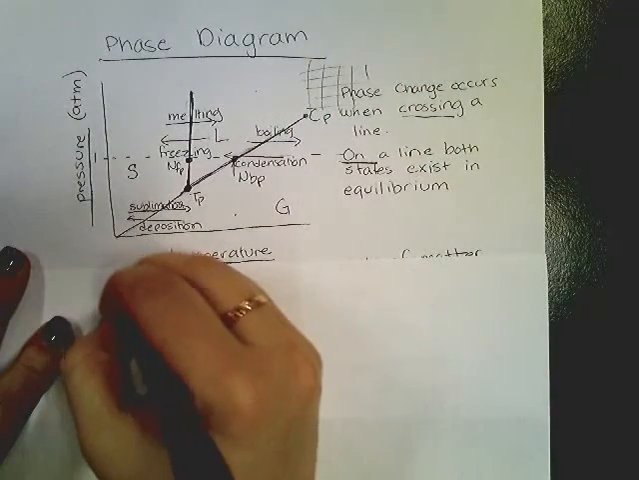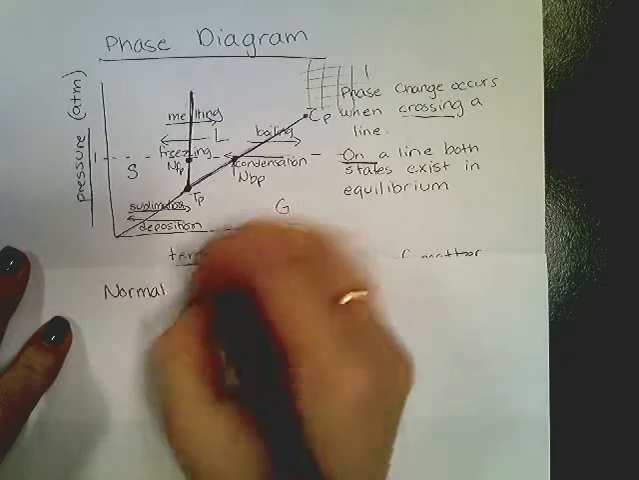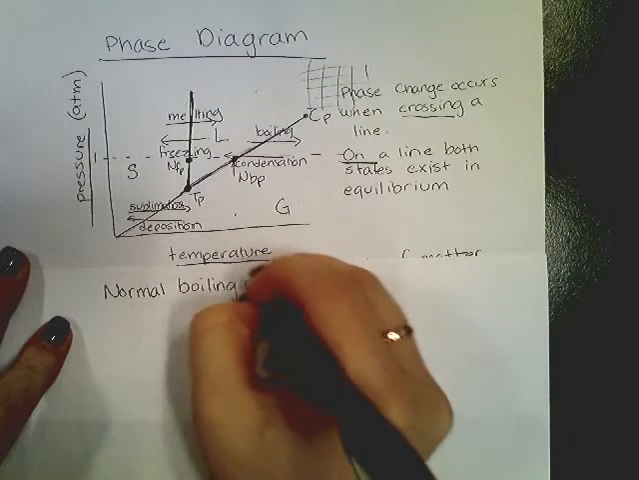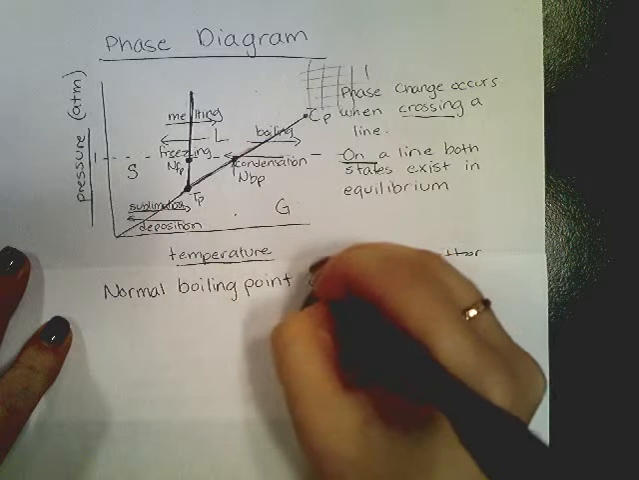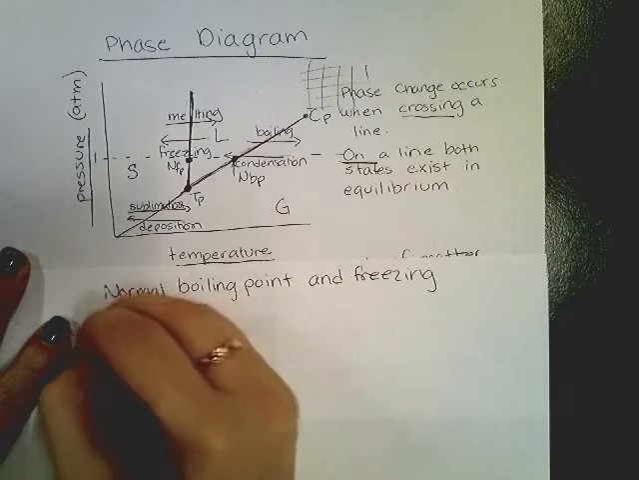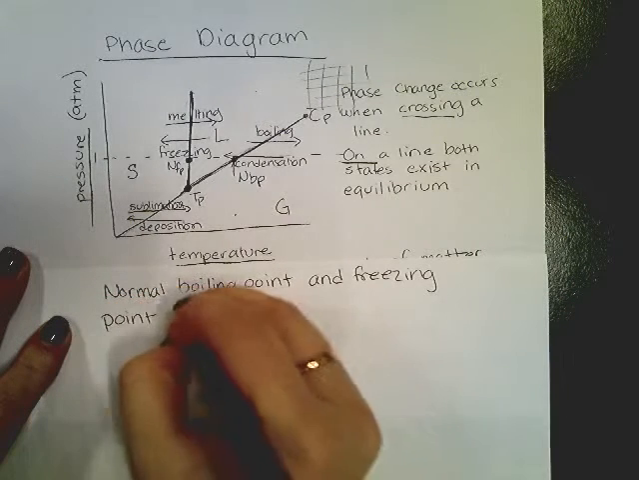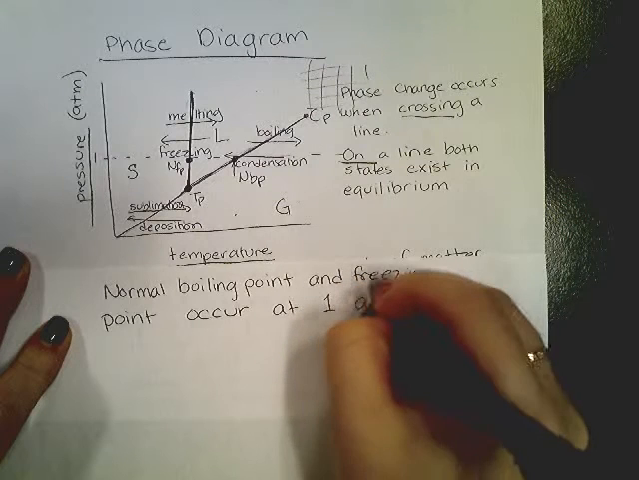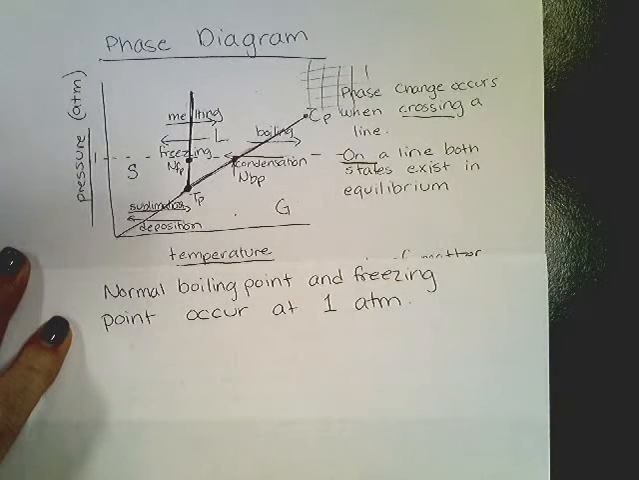So normal boiling point and freezing point occurred at 1 ATM. And that should be your entire labeled phase diagram.